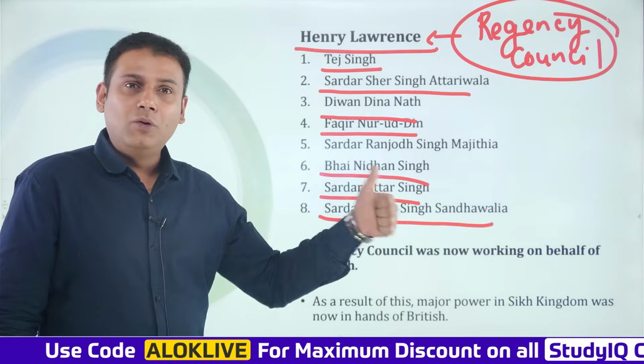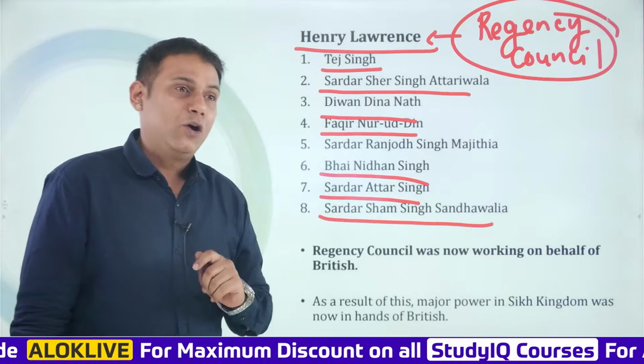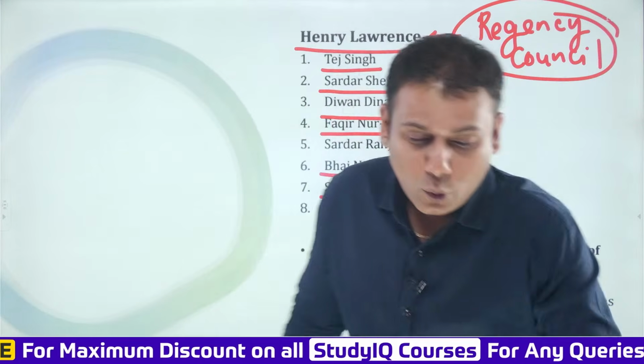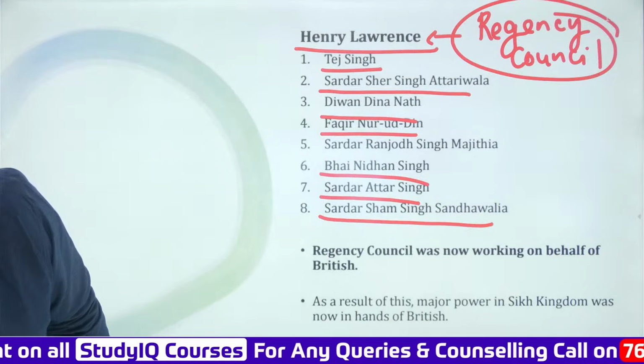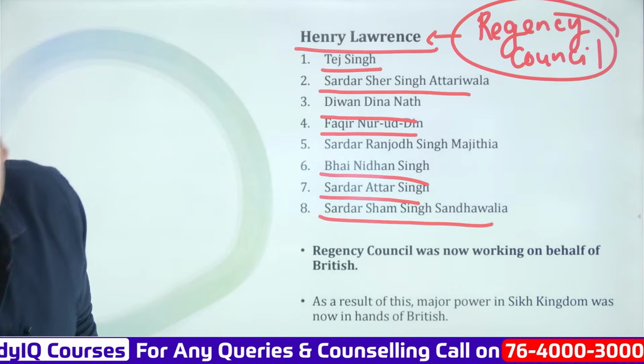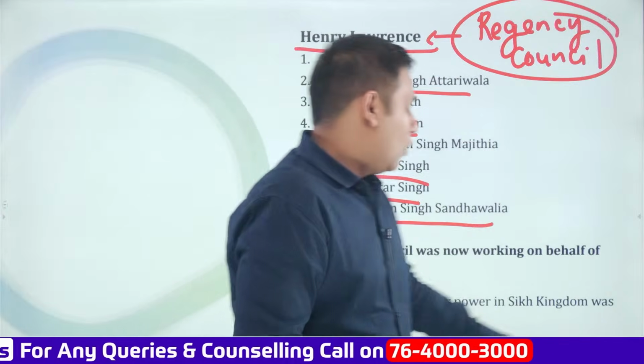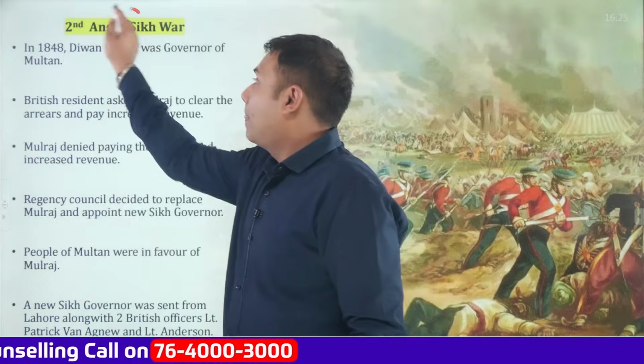So this is all about the Lahore Treaty and the Treaty of Bhairoval. Now we need to understand the important aspects related to the Second Anglo-Sikh War. Okay. Now what were the major reasons for the Second Anglo-Sikh War?